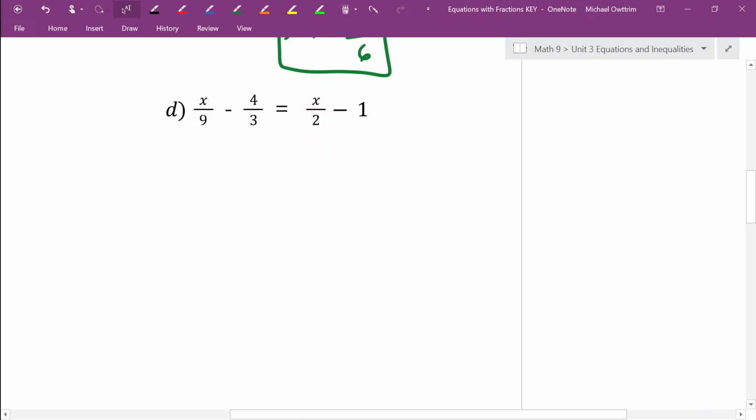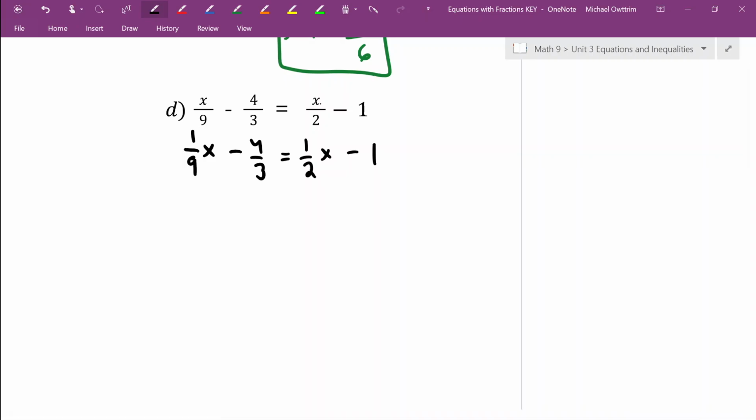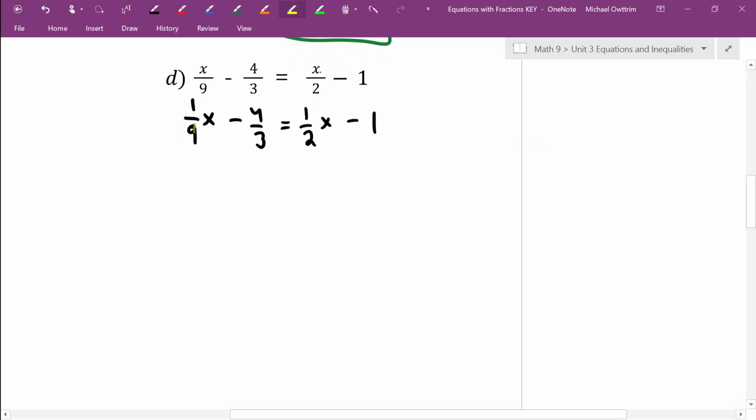We do want to recognize that our x over 9 is really 1/9 x. And likewise, our x over 2 is really 1/2 x. So if you're having trouble with this question, keep those things in mind. From here, we're going to go ahead and collect our x's. So we want our larger coefficient to stay. So let's think about 1/9 versus 1/2.